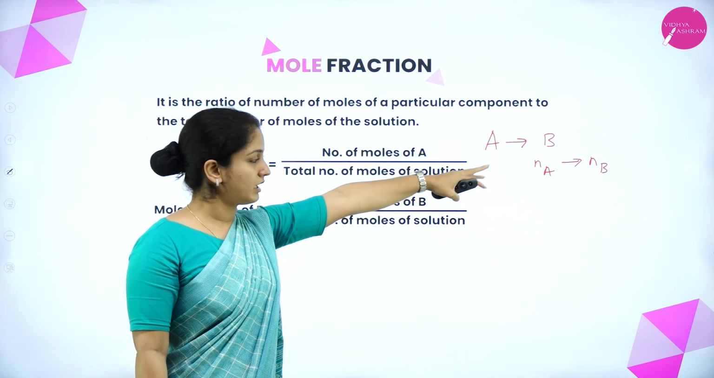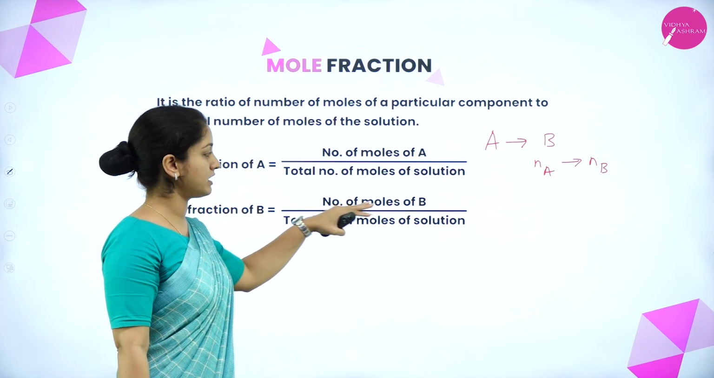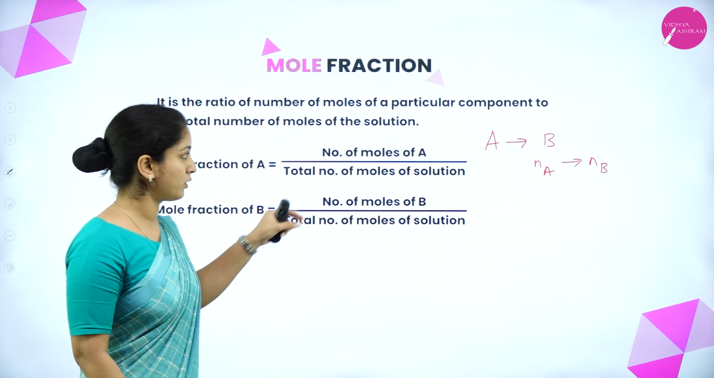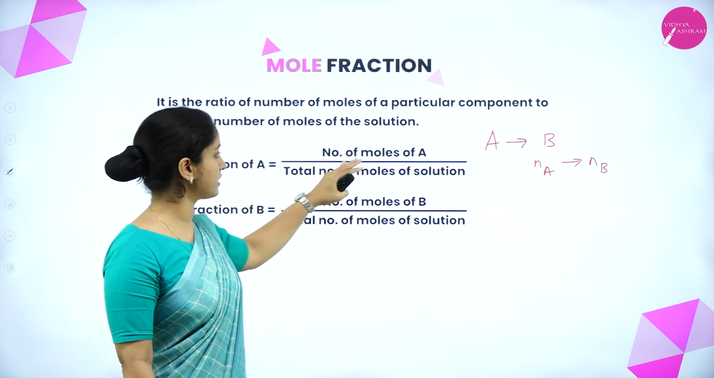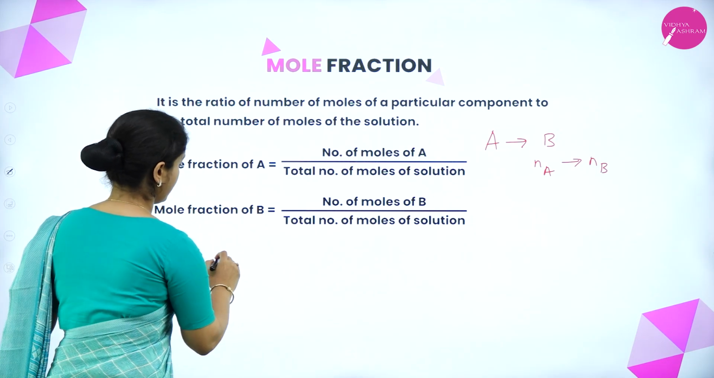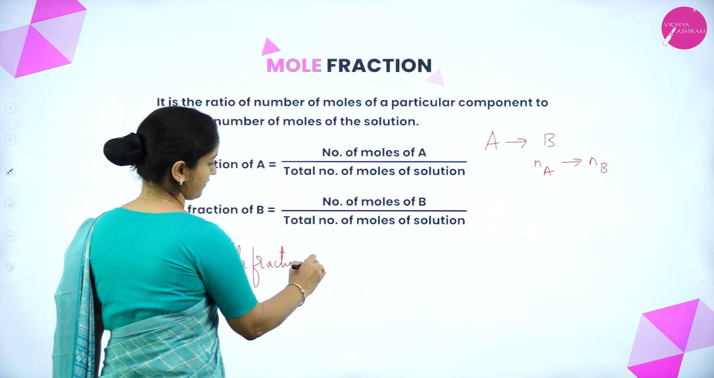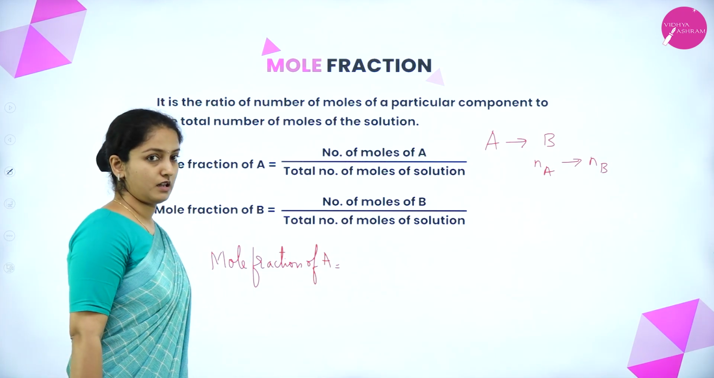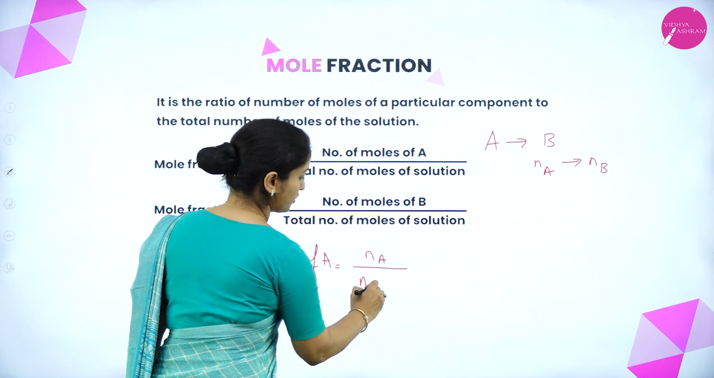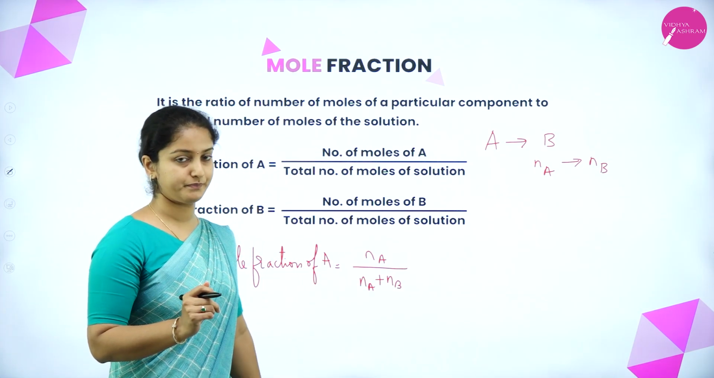And there is one more component, that is B. So mole fraction of B is equal to number of moles of B divided by total number of moles of solution. Therefore, mole fraction of A is equal to number of moles of A divided by total number of moles of solution. So it is expressed as mole fraction of A equals Na, the number of moles of A, divided by total number of moles of solution, both A and B.